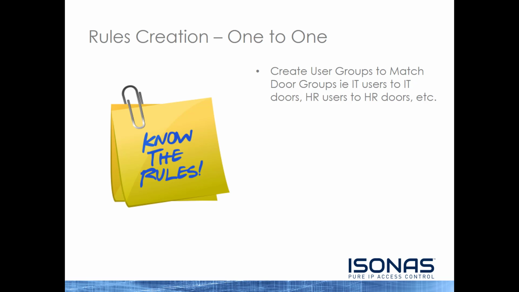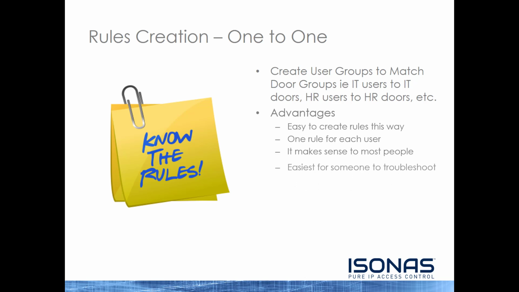So how do we create these rules? The most common way is what we usually refer to as one-to-one. We create user groups in the system to match door groups. For example, IT users to IT doors, HR users to HR doors, and so on and so forth. The advantages to this is it's easy to create rules this way. There's one rule for each basic user type. It makes sense to most people. It's pretty easy to understand. It's the easiest for someone to troubleshoot. And it's good for small and medium-based systems.